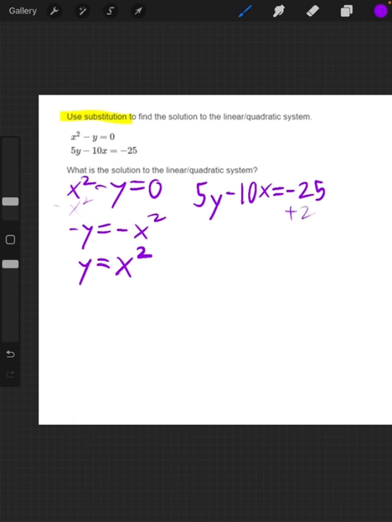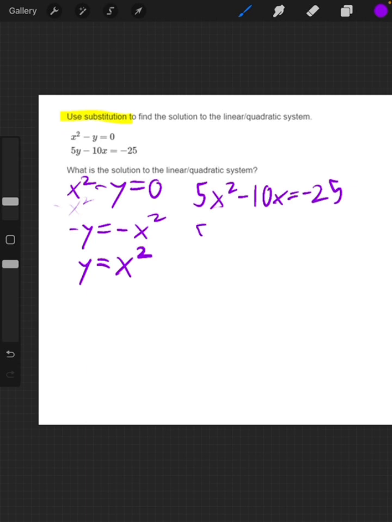Let's add 25 to both sides, so we have 5y. Wait. No. Oh my gosh, I'm dumb. What the freak? I didn't actually do the substitution! So 5x squared minus 10x equals negative 25.